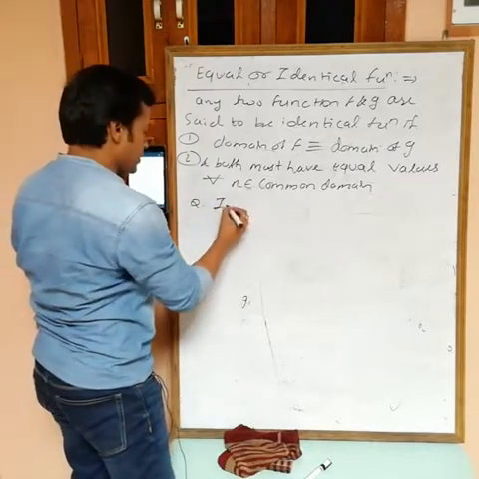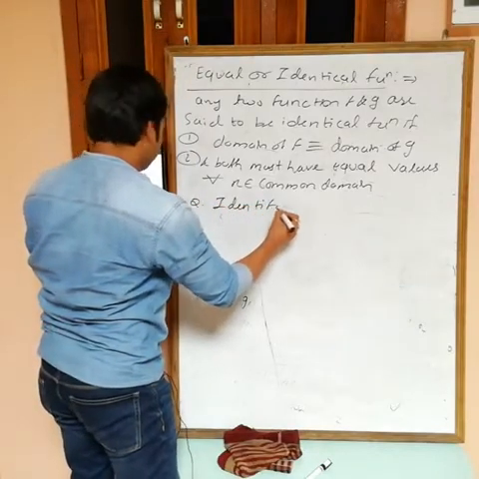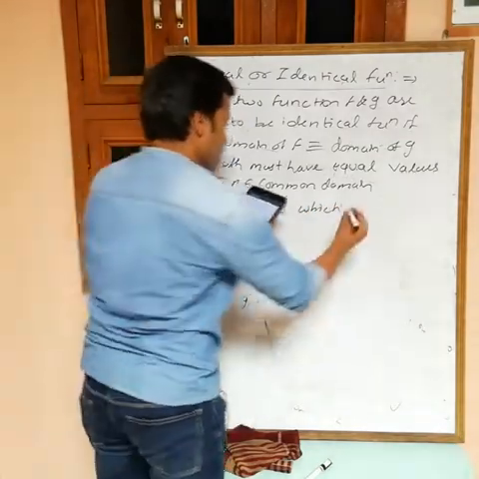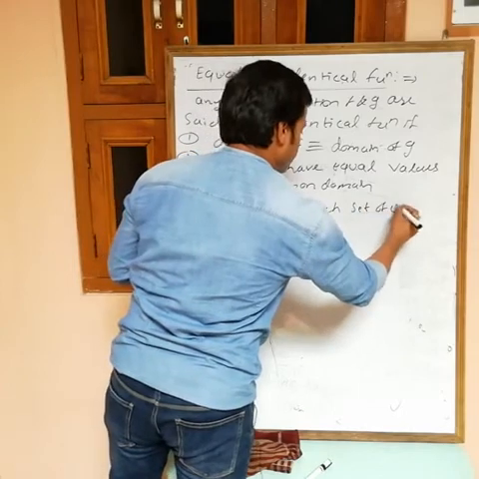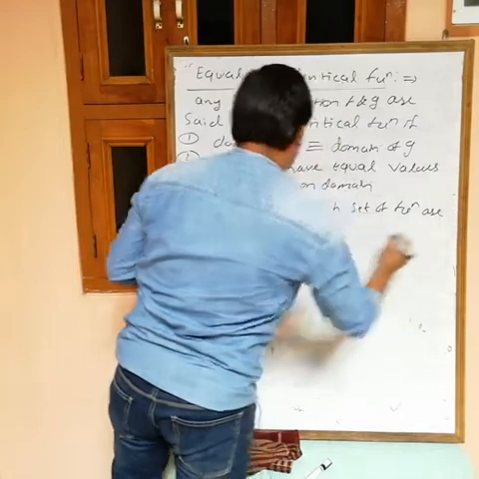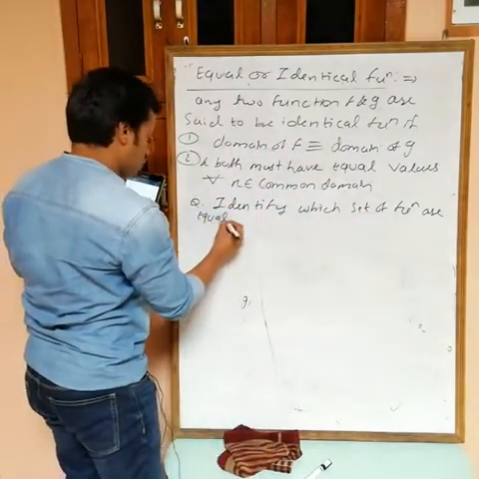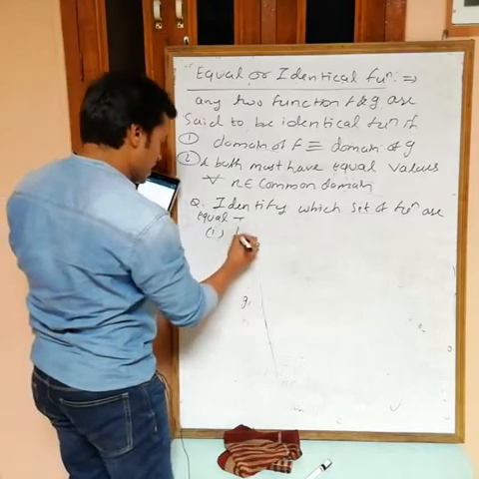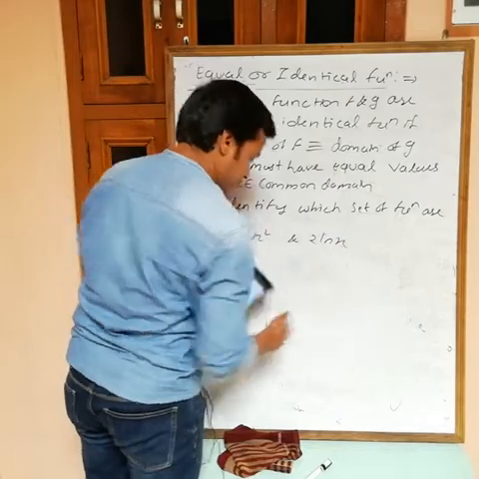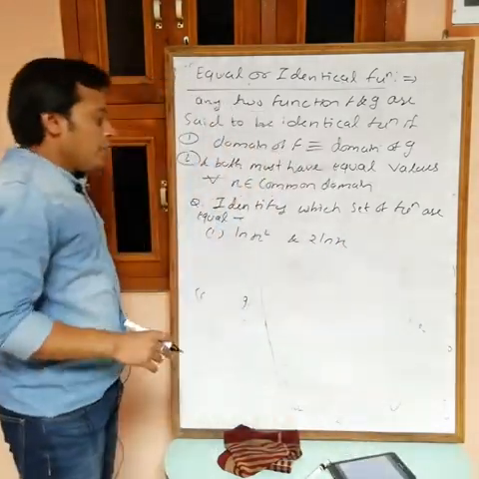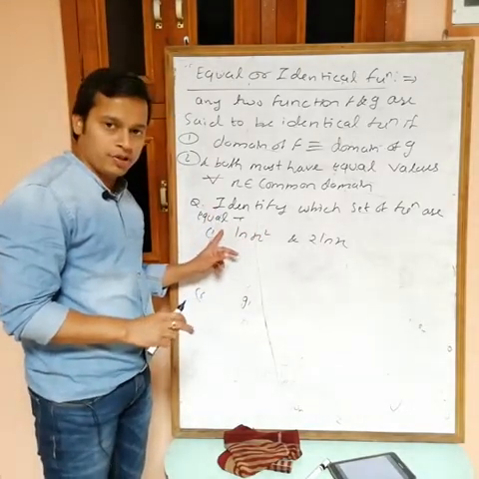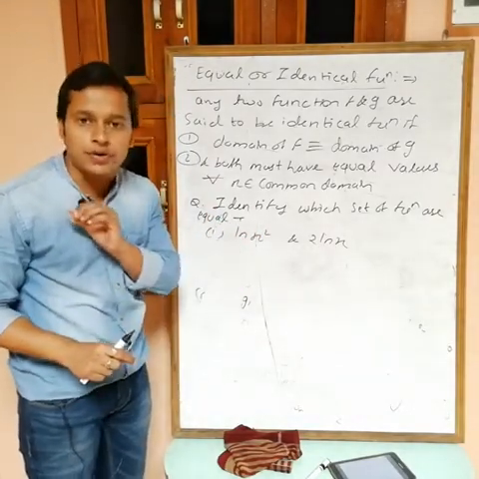Write a question: identify which set of functions are equal. First one is ln x square and 2 ln x. Now actually they look the same, because 2 I can write outside, then 2 ln x, 2 ln x, but these are not identical.